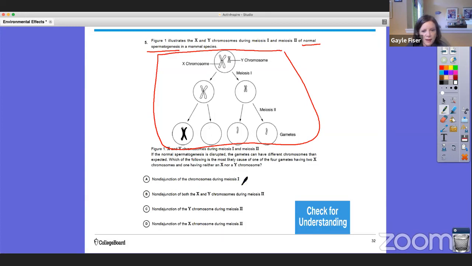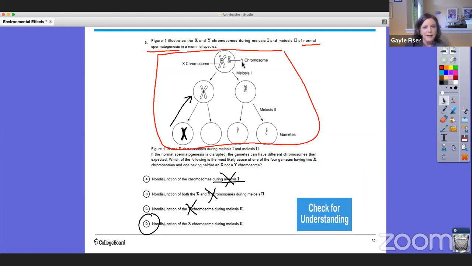Non-disjunction of the chromosomes during meiosis 1. Let's see, something's wrong here. Oh, I'm trying to write in white. Okay. All right, did anything happen wrong here? No, we're still good. That's what we should look like. So that's not it. Non-disjunction of both the X and the Y, not it. Non-disjunction of the Y, not it. Non-disjunction of the X chromosome during meiosis 2. This one still looks like this one, okay? So that is the answer. And don't be like me and not read before I answer the question. I kind of learned a little lesson today.